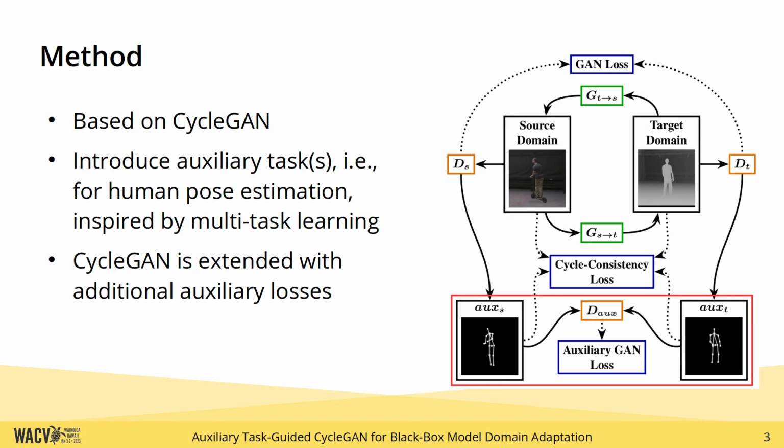Inspired by multitask learning, we introduce an auxiliary task, in our case related to human pose estimation, and additional auxiliary losses. We make the discriminators for source and target domain learn to predict the auxiliary task besides performing domain discrimination.